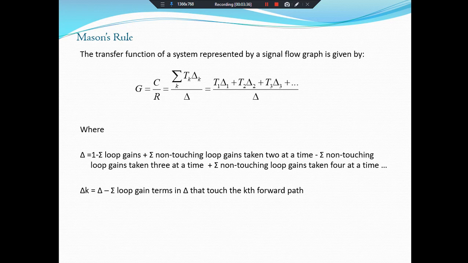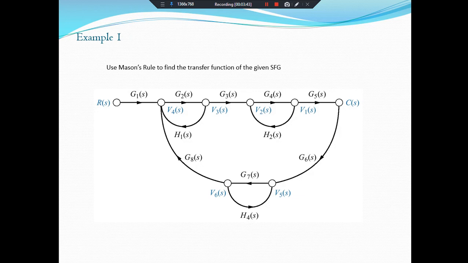Let's solve an example so that the Mason rule will be more clear to you. So here is an example. Now, by using the Mason rule, we have to find the transfer function of the given signal flow graph. First of all, we will have to find the forward paths. In this case, as you can see, we have only one forward path, G1, G2, G3, G4, and G5. There is no other way in which we can reach from input to the output.